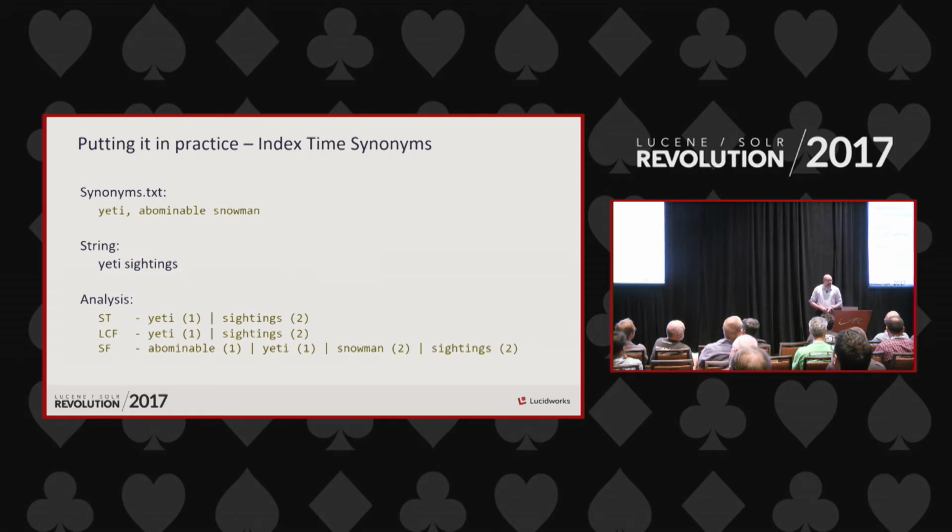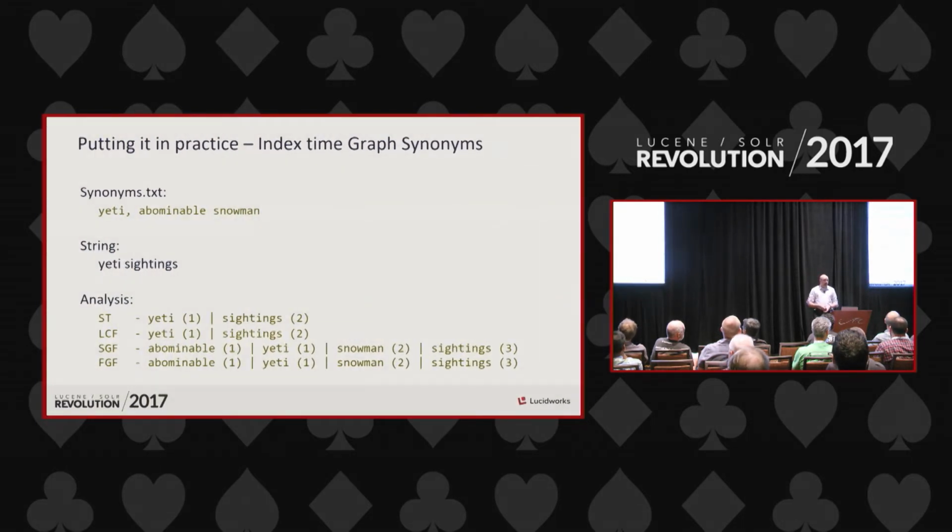Now, if you look at the position of these tokens, they're position one, but now we have a problem. Snowman and sightings are both at position 2. So we don't have correct positional searches anymore. If I search for abominable snowman sightings, we're not going to find that as a phrase with these token positions. So let's see if the synonym graph filter can do any better.